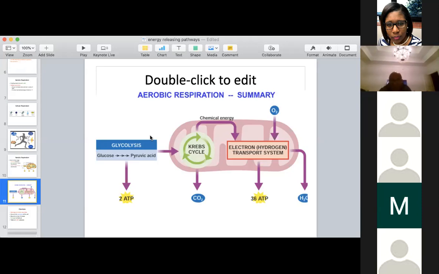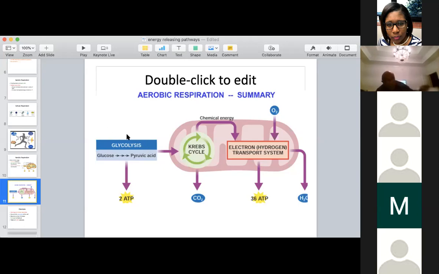Particularly those carbohydrates are serving as an energy source for us in order to obtain energy. So we're breaking down those glucose molecules in our foods. That process is called aerobic respiration or cellular respiration. It's a 3-stage process of breaking down that food in order to get energy. The first step is called glycolysis.